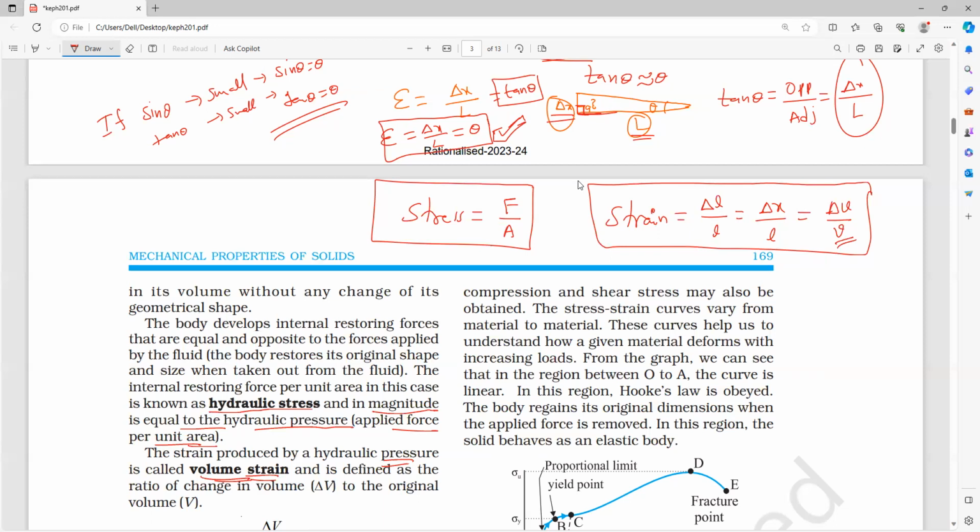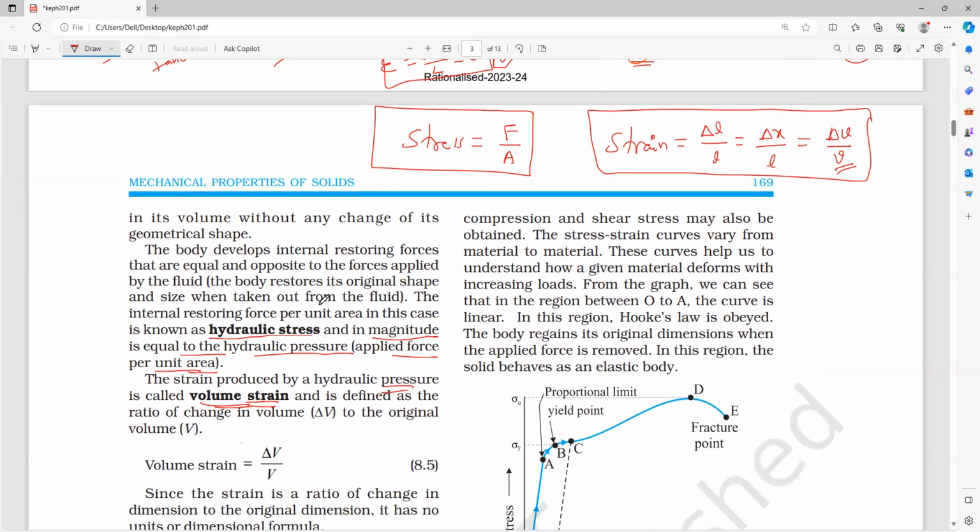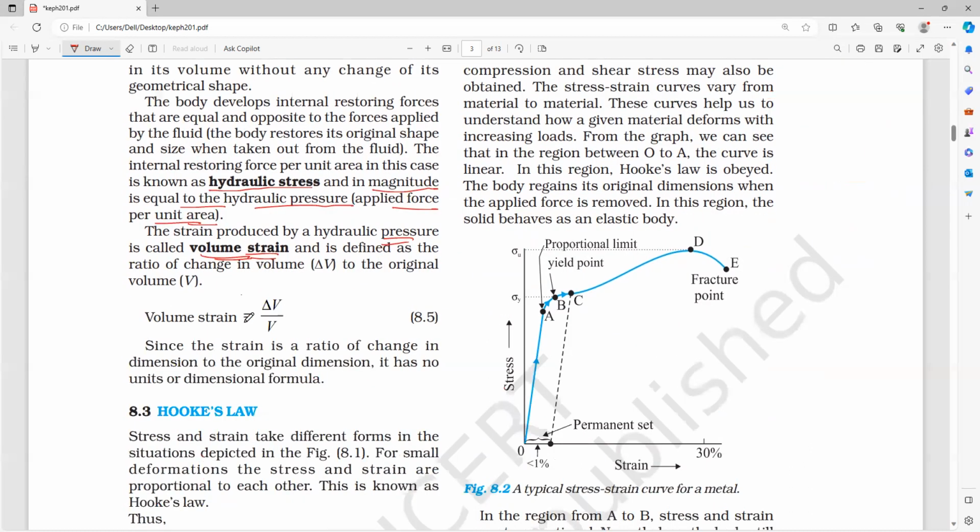Because there also the pressure is applied uniformly in all directions, the shape does not change, only the volume will change. So that is why delta V by V is the volume strain. Please note it, everybody. Do you all understand? Clear? Yes, please. Both have the same dimensions. That is why strain has no units, no dimensional formula.